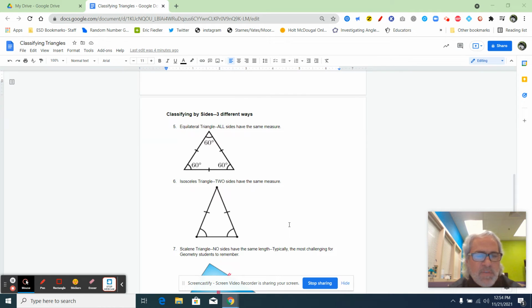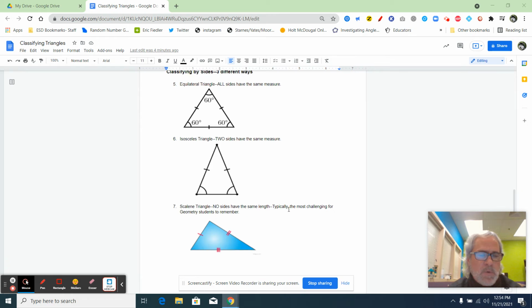Okay, now we're on to classifying by their sides, and there's 3 different ways to do that. Number 5 is an equilateral triangle. All sides have the same measure, and if you notice, this is the same picture we saw with equiangular. In fact, it is true that if it's equilateral, it would have to be equiangular, and if it's equiangular, it would have to be equilateral.